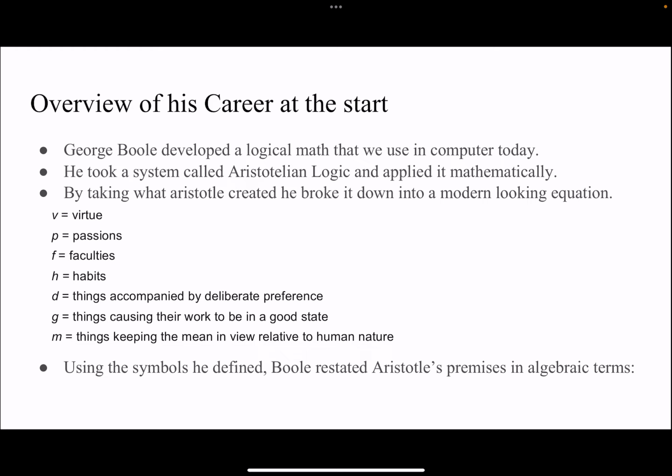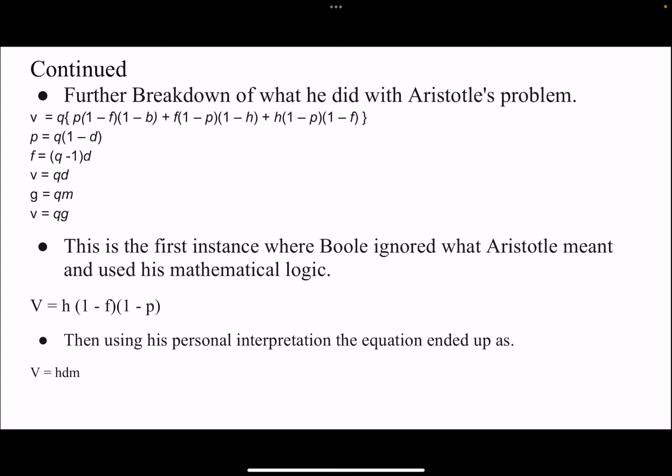V for virtue, P for passion, F for falsities, H for habits, D for things accompanied by deliberate preference, G for things causing their work to be in a good state, M for things keeping the mean in view relative to human nature. Using the symbols he defined, Boole restated Aristotle's premise in algebraic terms. An even further breakdown of what he did. I'm not going to read that whole thing.